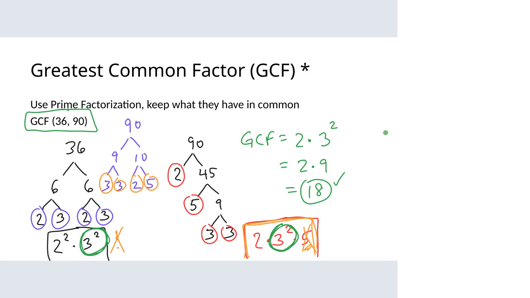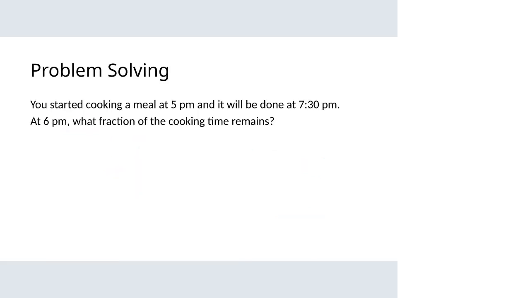Okay. Any other questions about greatest common factor before we do a little bit of problem solving? Okay. You started cooking a meal at 5 p.m. and it will be done at 7:30 p.m. When at 6 p.m., what fraction of the cooking time remains?